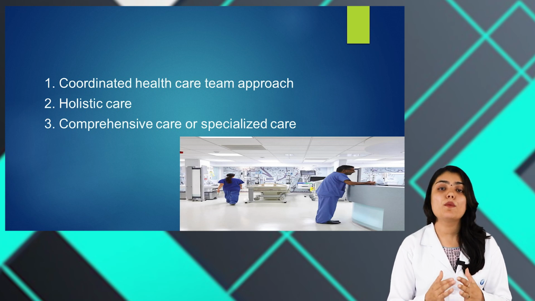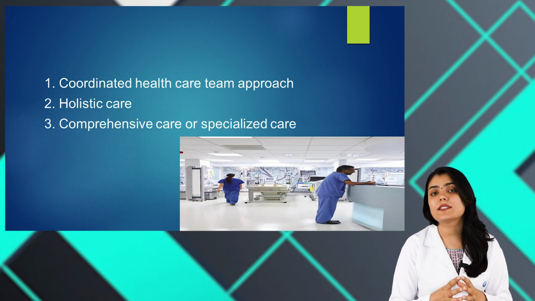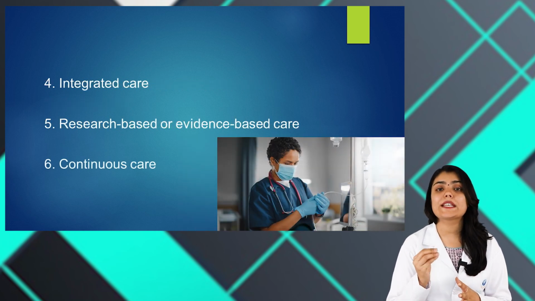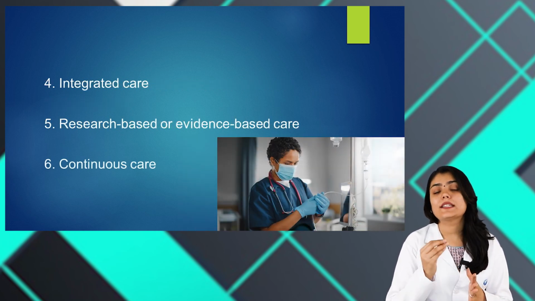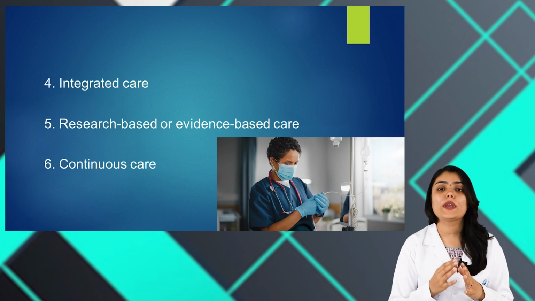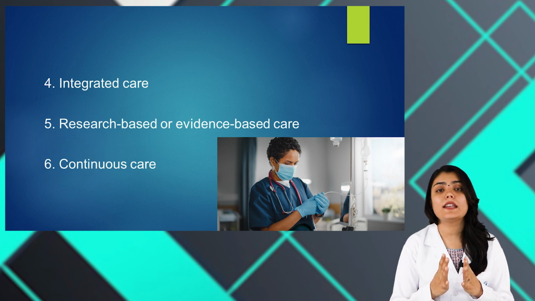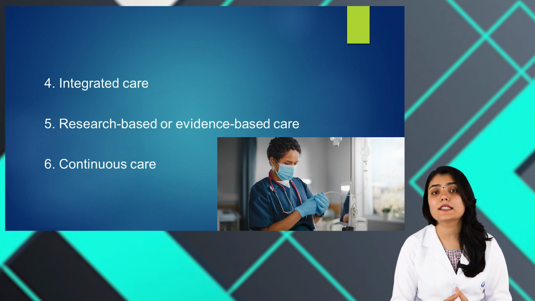The third scope of the hospital is comprehensive or specialized care. The fourth scope is integrated care. The fifth one is evidence-based care, or we can also call it research-based care. And finally, the last scope of hospital is continuous care. So these are the 6 different scopes of hospital. Let us see them in detail one by one.